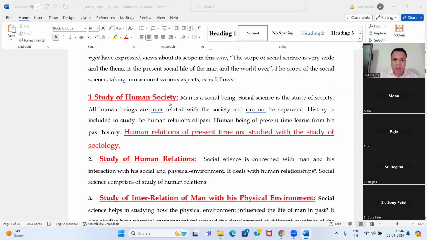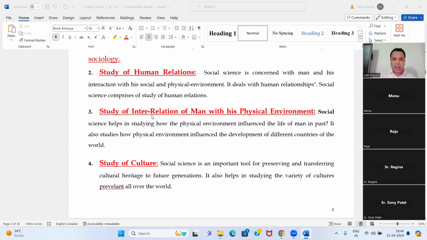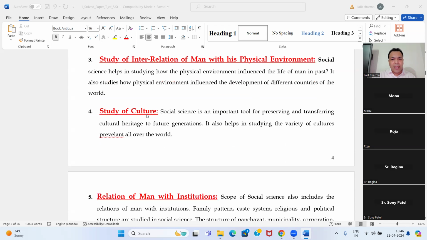What is included? Study of human society. Already we have discussed a little bit in the nature of social science. Study of human relation, study of interrelations of a man with his physical environment, study of culture. From social science you will come to know about your culture. Got it? What is a social science? Social science is a study of society.